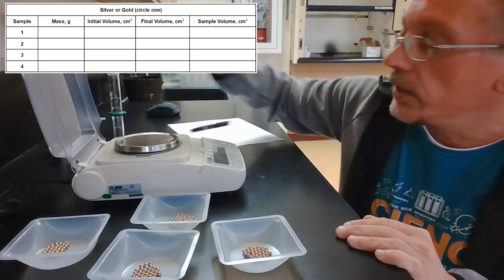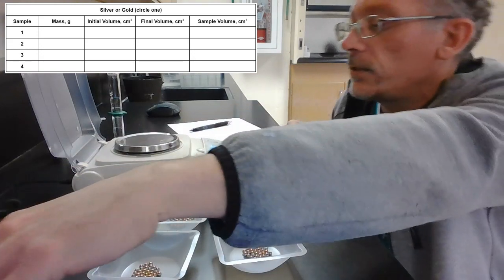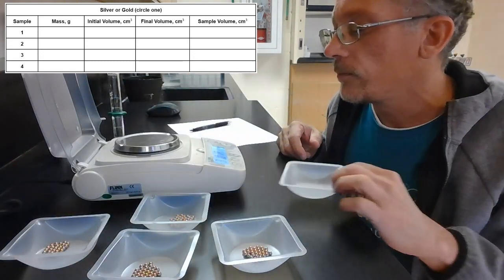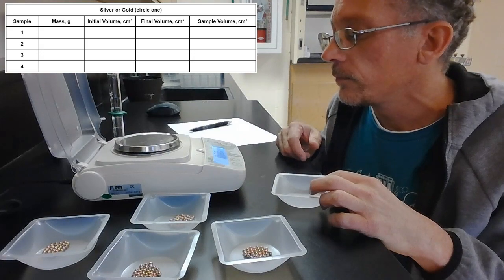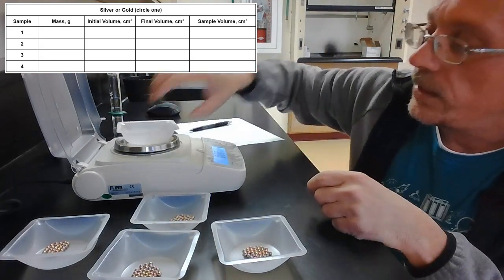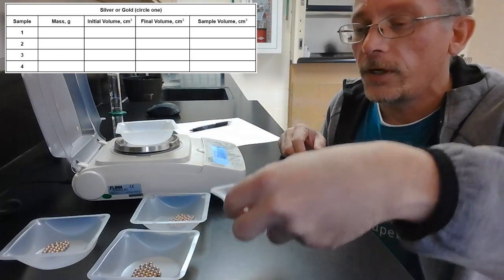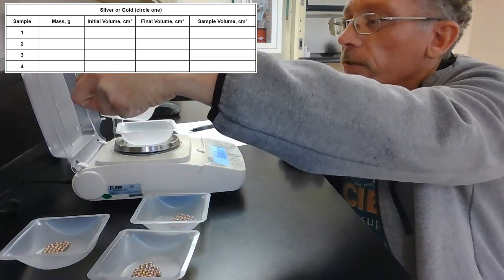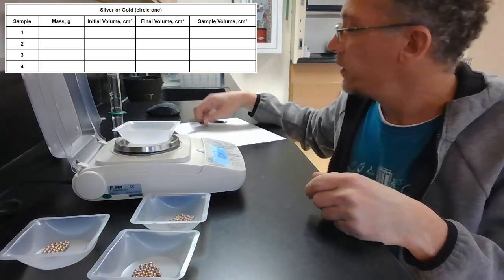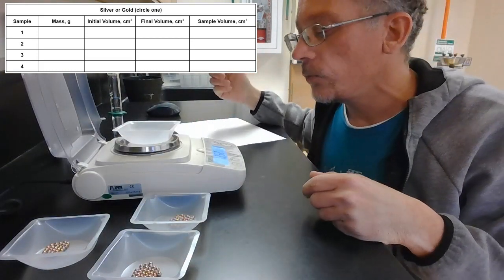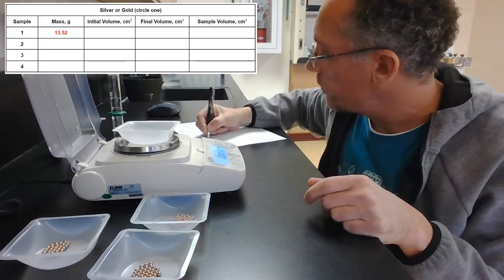First, I'm going to open the lid of my scale here. I'm going to turn it on. Okay, I'm going to put a weighing dish on there, and I'm going to zero the scale. And then we'll put our first sample in here. Here's sample number 1. And for sample number 1, it weighs 13.52 grams.